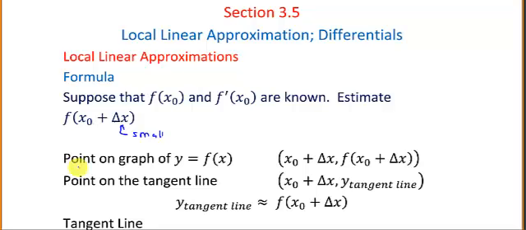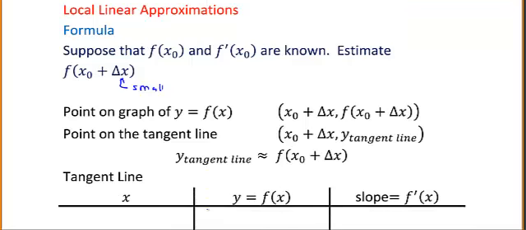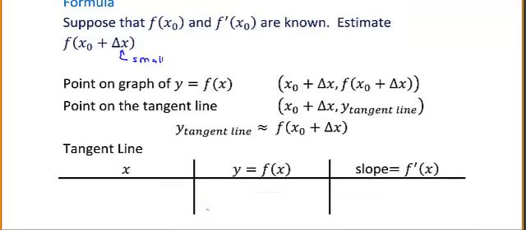Now remember that the point on the graph of y equals f of x will be x0 plus delta x, and the y-coordinate will be f of x0 plus delta x because it's on the graph. And we'll have a point on the tangent line at x0 plus delta x, and I'll call the y-coordinate on the tangent line y sub tangent line. This y-coordinate on the tangent line will be approximately the y-coordinate on the graph, and that's how we make our estimate. We use the y-coordinate on the tangent line rather than the y-coordinate on the graph. So let's see how this would work.